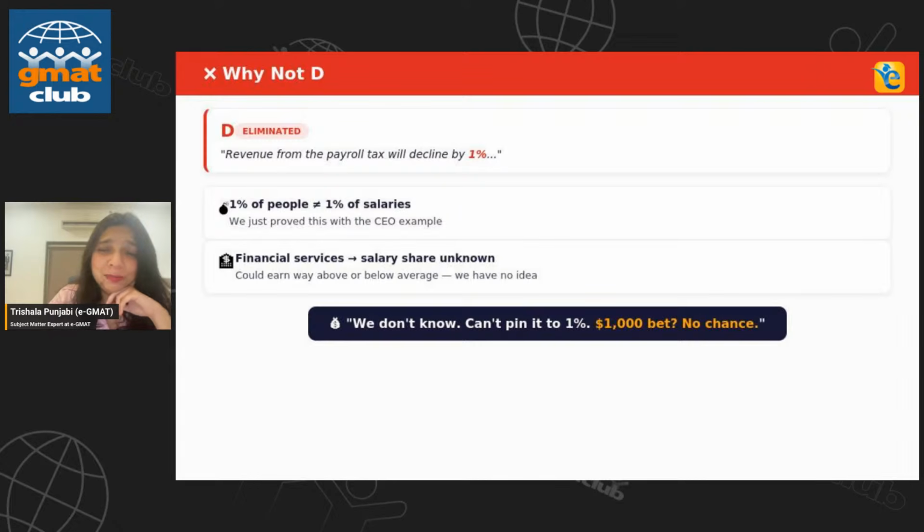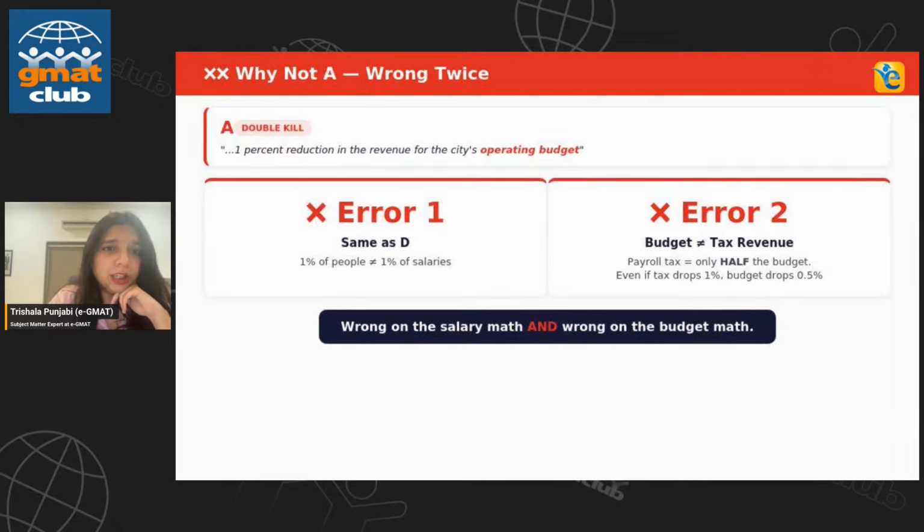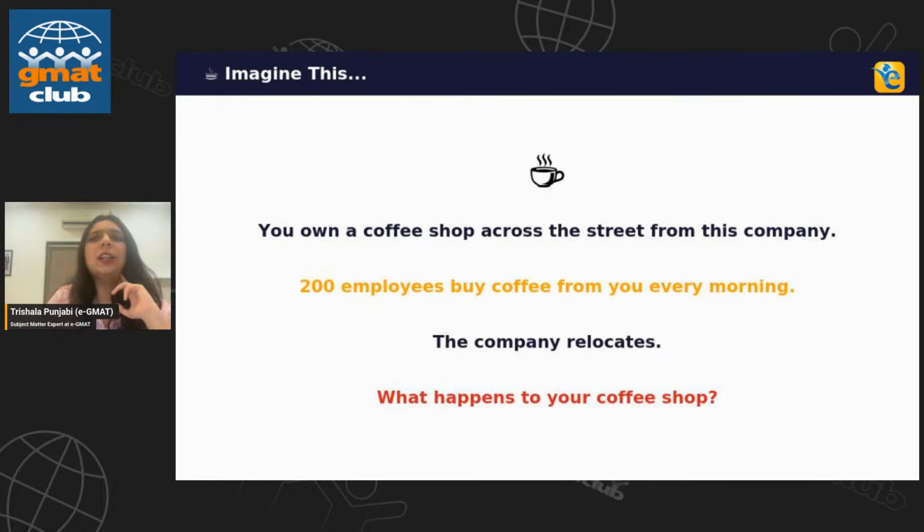I can't see you guys, but I'm assuming it is. Okay. Why not A? Same thing. Both of them said that 1% reduction will be in the operating budget, right? Along with that, it also talks about the tax revenue, which is only half of the budget. So the math is also wrong. Okay. Now let us switch gears.